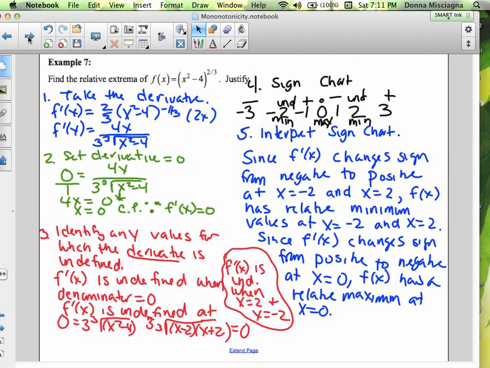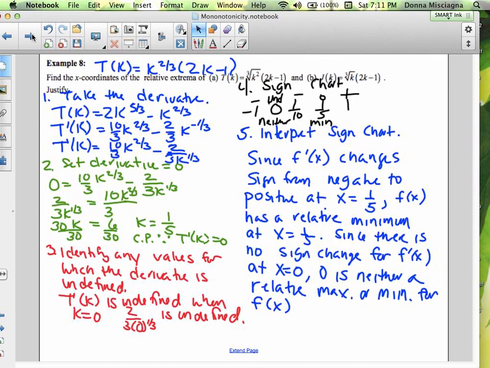It's always good to be specific. All right, so since there's no sign change for f prime of x at x equals 0, 0 is neither a relative max or min for f of x, period. I have one more, and the last, actually I have two more, but the last one's already up here.